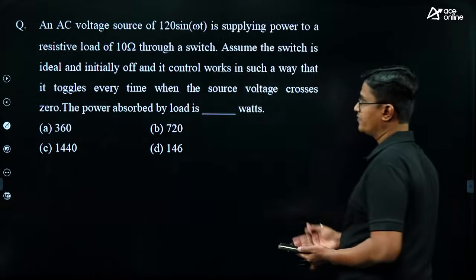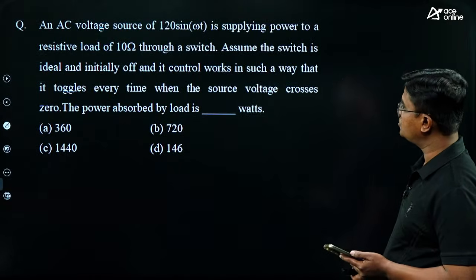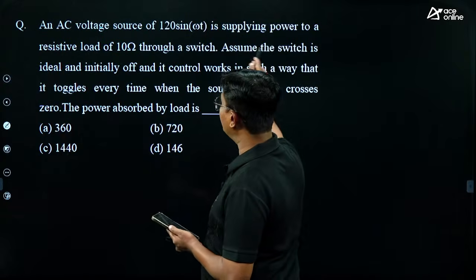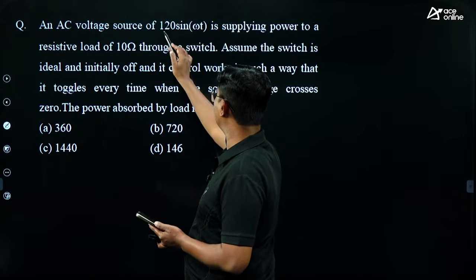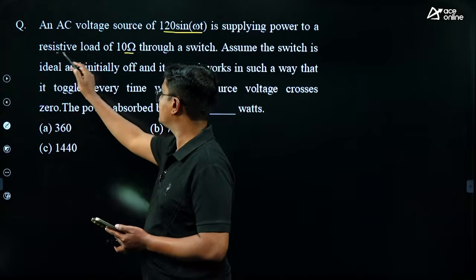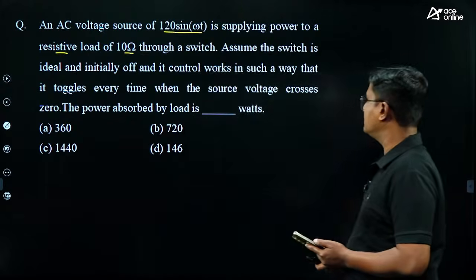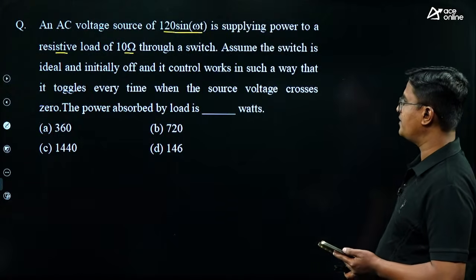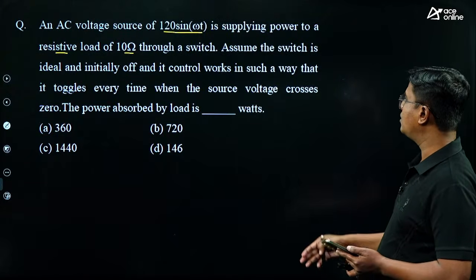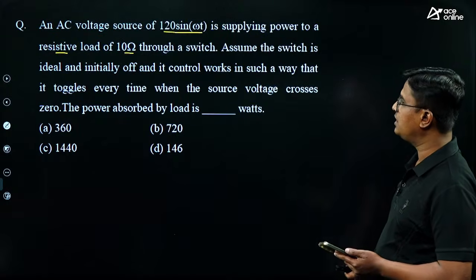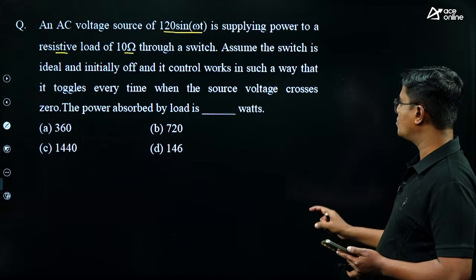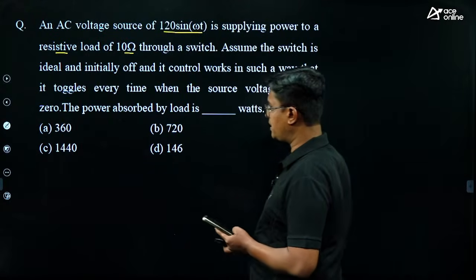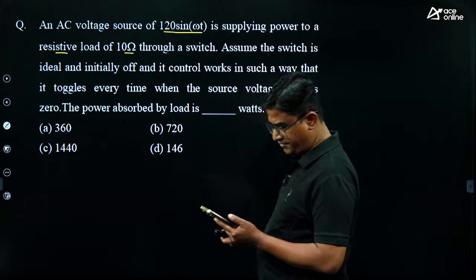An AC voltage source of 120 sine of omega t is supplying power to a resistive load. Supply voltage is given, load is resistive, 10 ohm, through a switch. So between supply voltage and load we are having a switch. Assume the switch is ideal and initially off, and its control works in such a way that it toggles every time the source voltage crosses 0. The power absorbed by the load is, in watts, they are asking. Come on, can anyone?